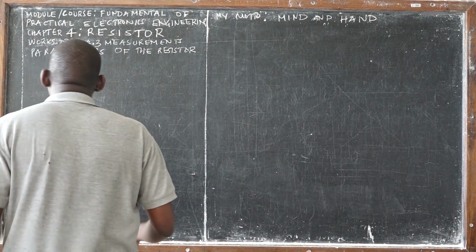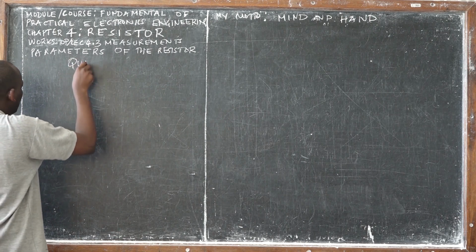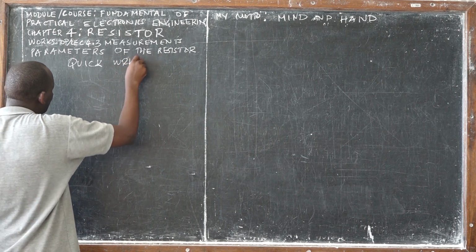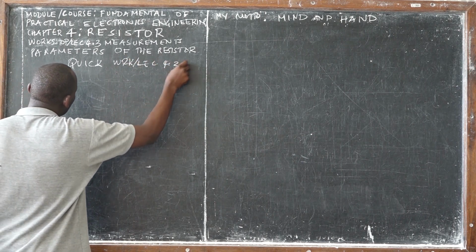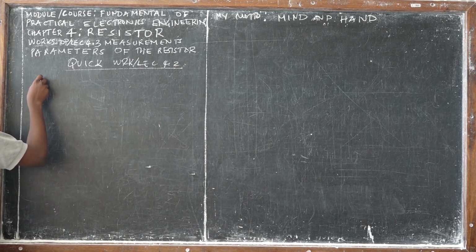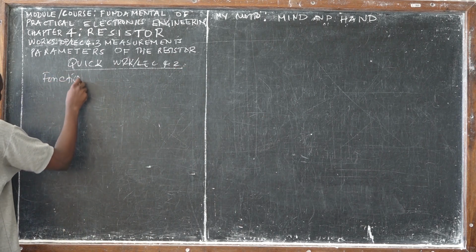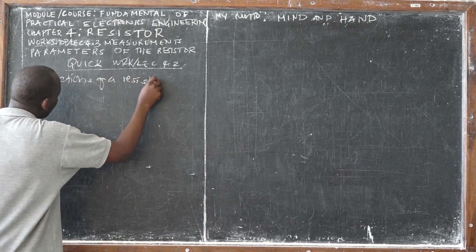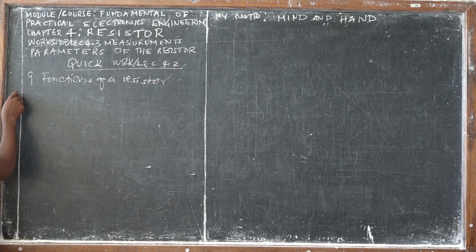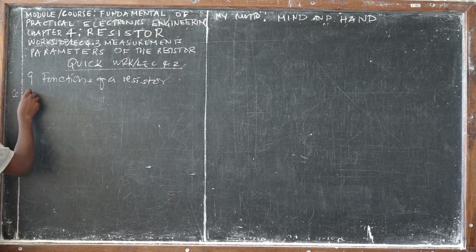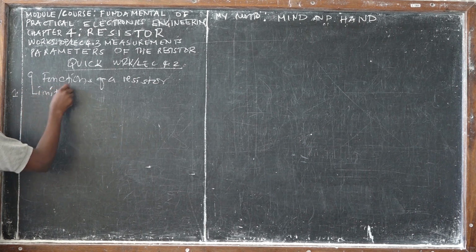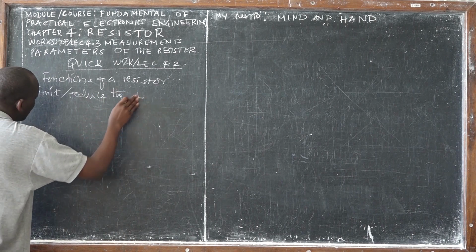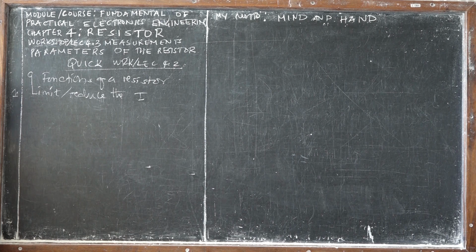Let us do a quick review of workshop or lecture 4.2. In this lecture, we learned mainly about 9 functions of a resistor. The first one, it's common: a resistor is usually used to limit or reduce the flow of current flowing through the circuit.